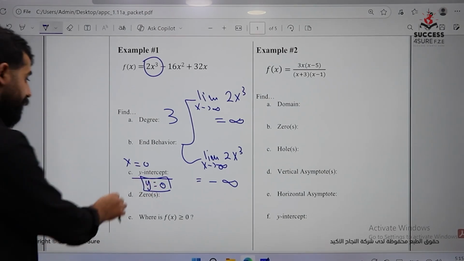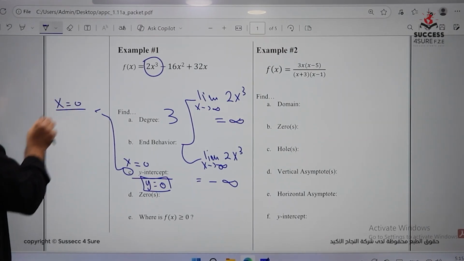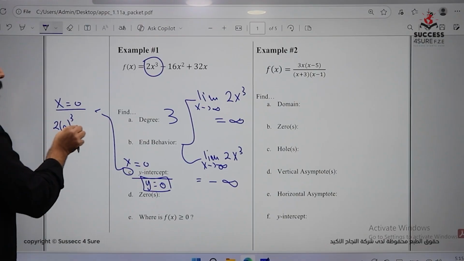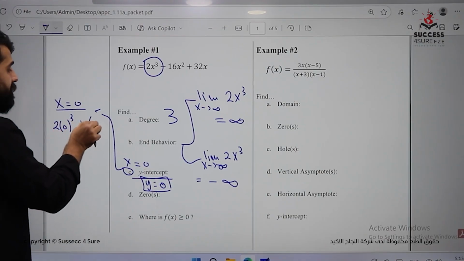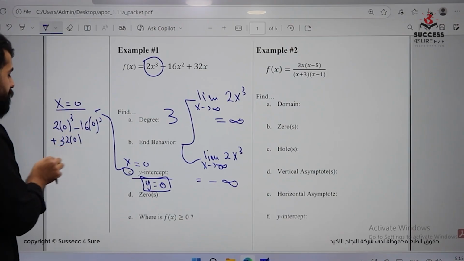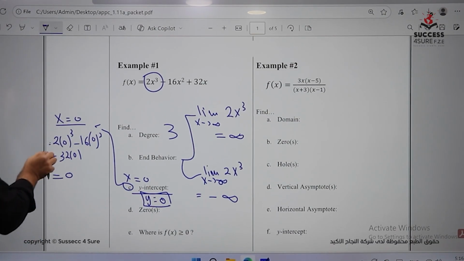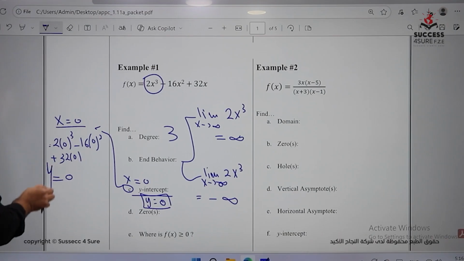But again, to find the y-intercept, just put x equals 0 in our function. So it is 2 times 0 cubed minus 16 times 0 squared plus 32 times 0, which means the answer is 0, where y is equal to 0, because we're talking about y-intercepts.